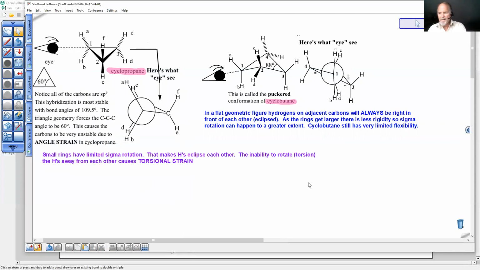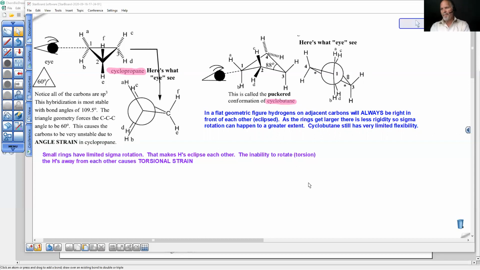Now, if you're an engineer and you're in the car industry, there's no desire at all for the frame of the body to be able to undergo torsion, which is twisting like this. That would cause irreparable damage to the car. So there's torsion bars that prevent it. Well, small rings are like they have torsion bars, and this thing cannot rotate. So torsion is just another word for rotation. And by preventing torsion, you cause torsional strain. What prevents it? Small ring size. So torsional strain and eclipsing should be thought of always together.